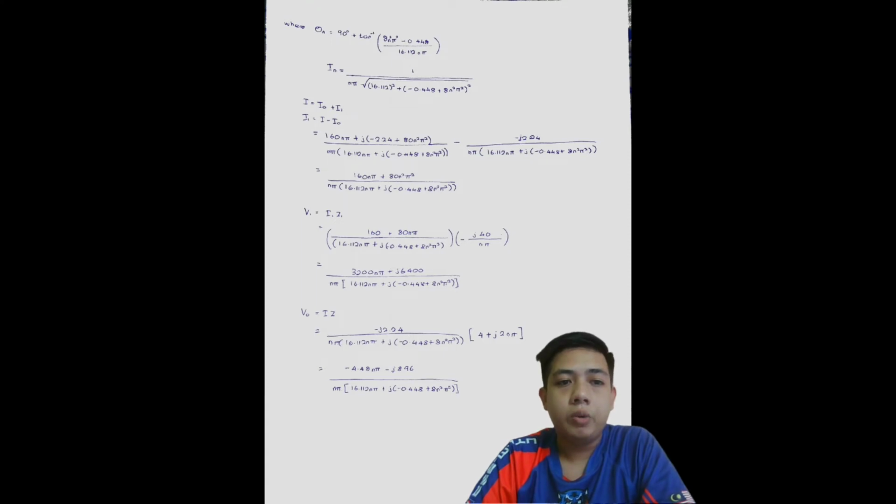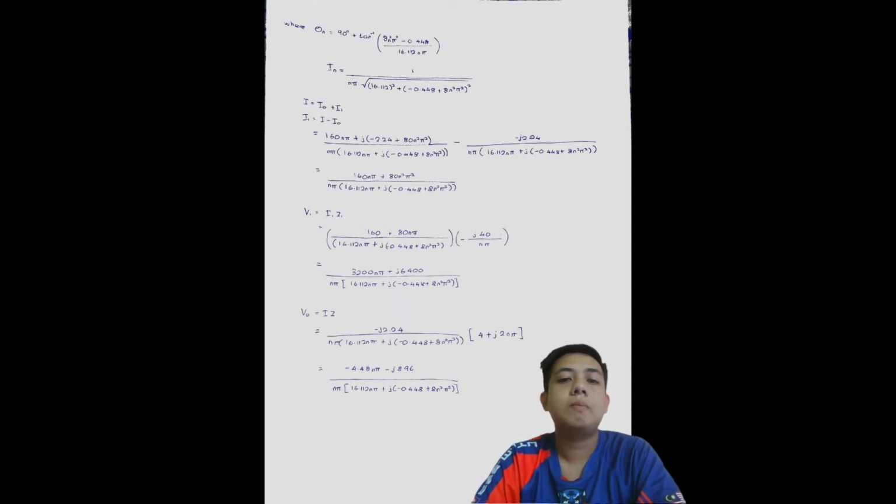For V1 and V naught, we can find the answer by using the Ohm's law. For V1, we get the answer 3200 n pi plus j 6400 over n pi bracket 16.112 n pi plus j bracket negative 0.448 plus 8 n square pi square. For V naught, we get the answer negative 4.48 n pi minus j 8.96 over n pi bracket 16.112 n pi plus j bracket negative 0.448 plus 8 n square pi square.